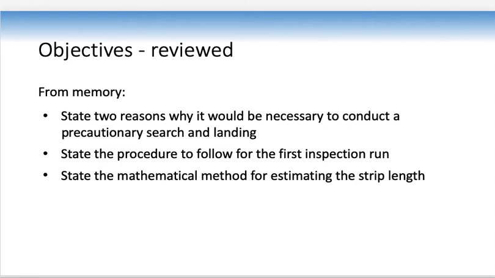From memory, I'll give you a moment just to come up with the answers to these questions before I give you the answer. You can pause the video as well. State two reasons why it would be necessary to conduct a precautionary search and landing. It could be due to last light or running out of fuel. State the procedure to follow for the first inspection run: putting the airplane in the safe slow configuration, timing the field, doing your WASP checks. And state the mathematical method for estimating the strip length: using half ground speed times seconds.